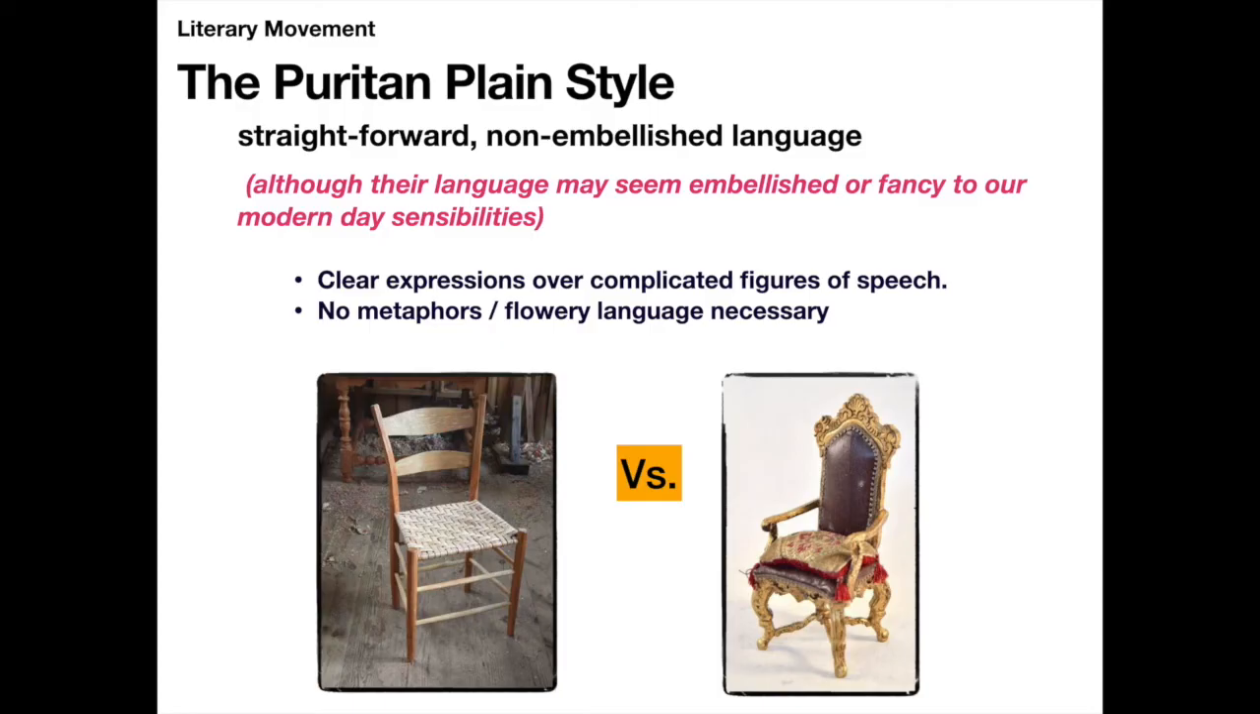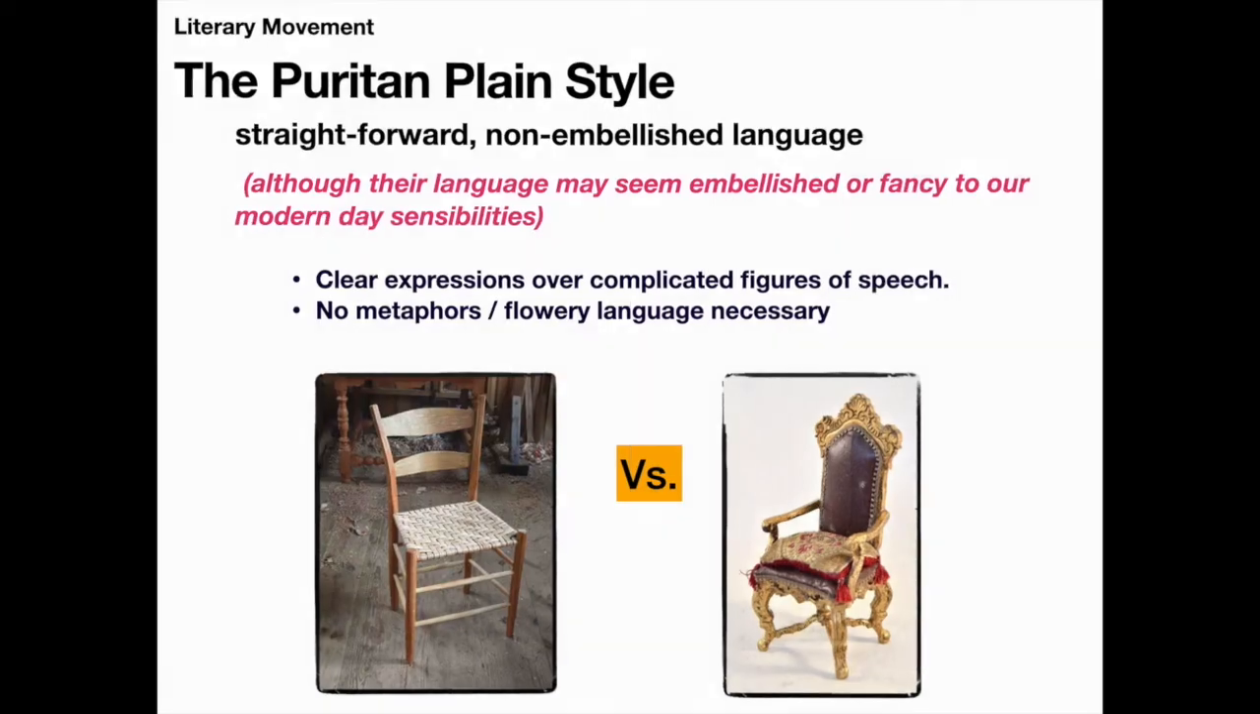They're going to write with clear expressions. They're going to prefer to use a clear expression over writing a complicated metaphor or something super flowery to describe something. So I put the images of these two chairs here to give us a visual idea of the Puritan plain style. A Puritan would choose the chair on the left to sit in, and that's an example of one they actually wove at the Plymouth Plantation in Massachusetts. The idea is to choose something simple and humble over something ornate and fancy, because that's putting too much stock in a worldly possession.